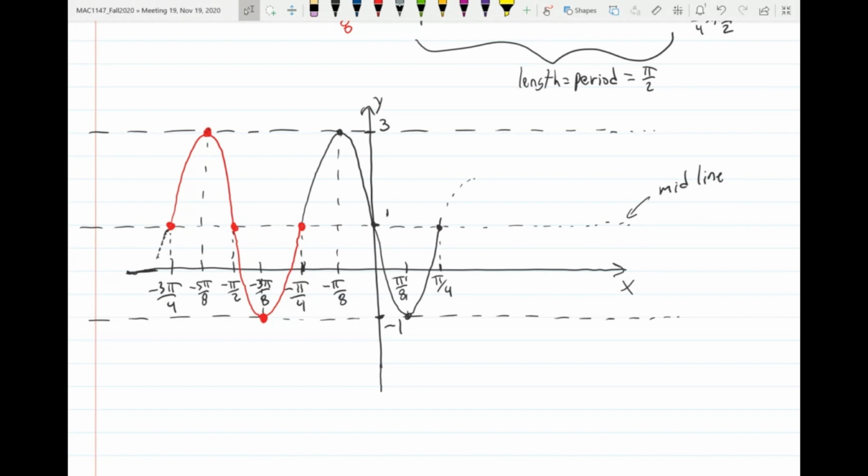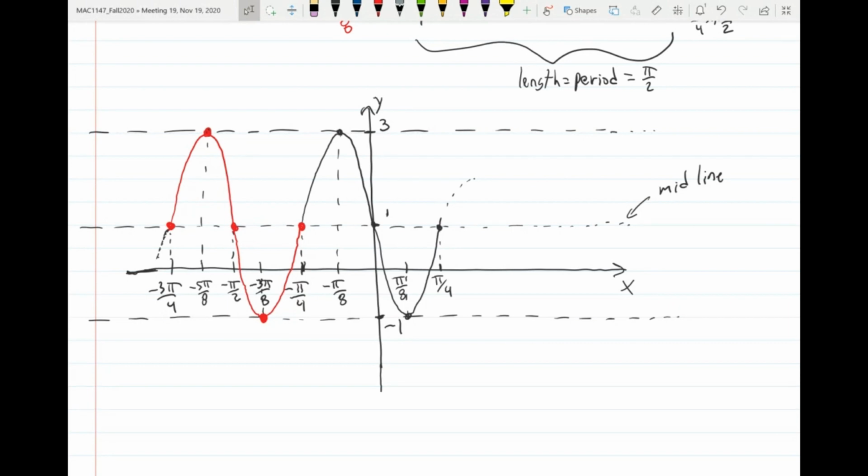Of course you will have questions like: given a function, they will ask you for the amplitude, the period, the graph, etc. But then also, how about the other way around? If you are given a picture like this, how do you find the formula for it? So how do you provide a formula for it? Okay, so that's the kind of question that I want to do now.